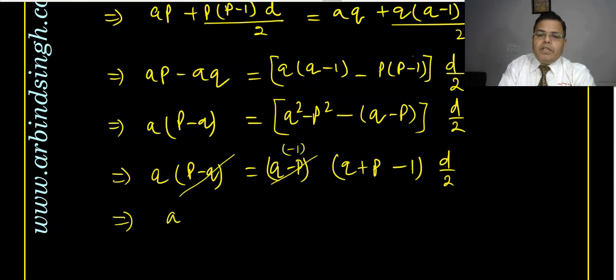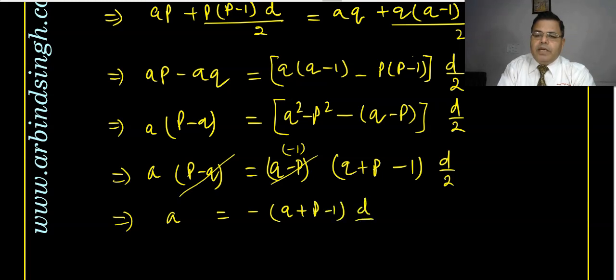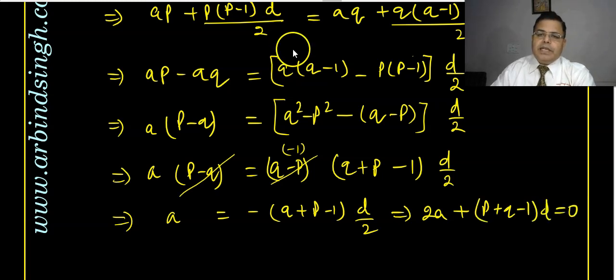So a is equal to, this is basically a. So a is minus (p plus q minus 1) into d by 2. That can be written as 2a plus (p plus q minus 1) into d is equal to 0.